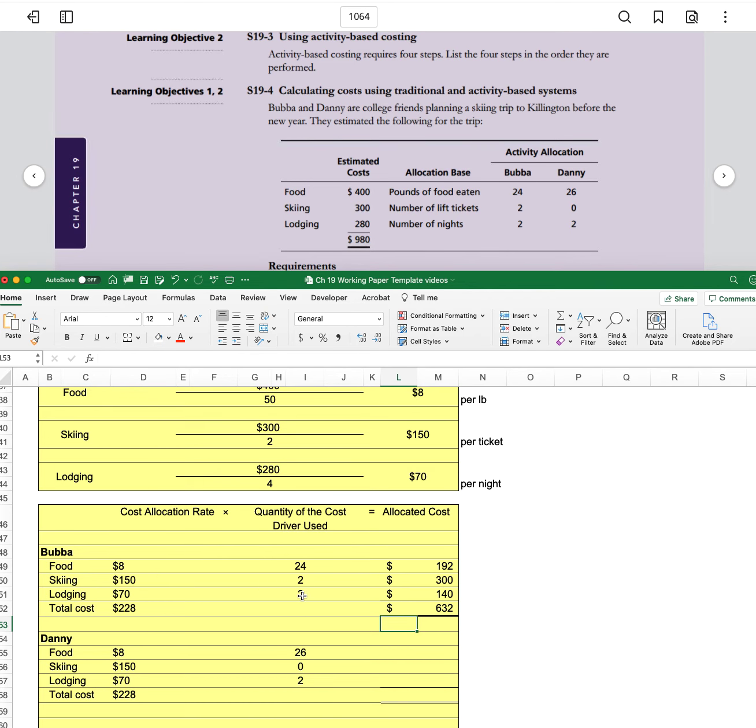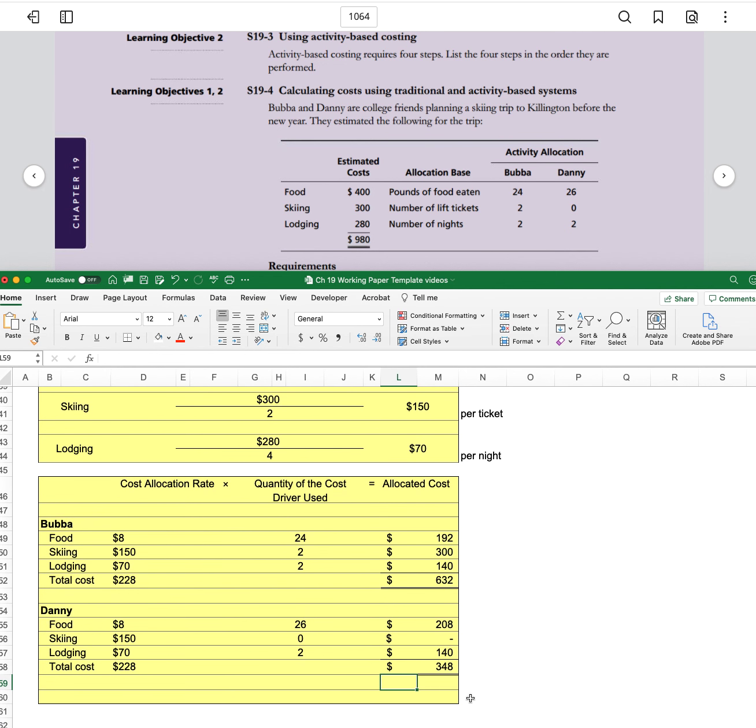And then we need to do the same thing of multiplying across the row for Danny. Drag this formula down so that it multiplies our allocation rates times the quantity. Do a sum, and we have $348 for Danny. You'll notice his food is a little bit more because he's eating 2 pounds more, but he doesn't have that $300 worth of ski tickets that Bubba has.